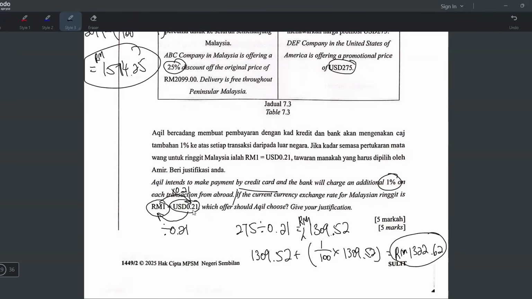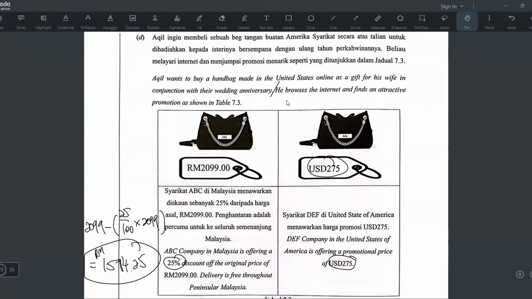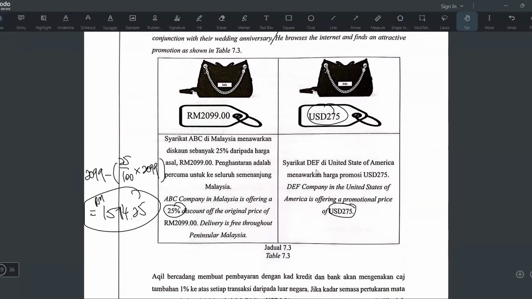So which offer should Akil choose? Of course, the more cheaper one, right? Yeah, the cheaper one. So the cheaper one is this one, I think. So I will just write which offer. Okay, what's the name of the handbag? Okay, I think you have to mention the Syarikat DEF lah. Yeah, yeah, yeah, this is Syarikat DEF.